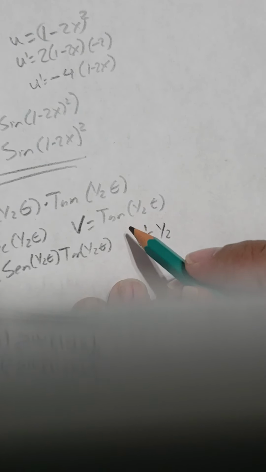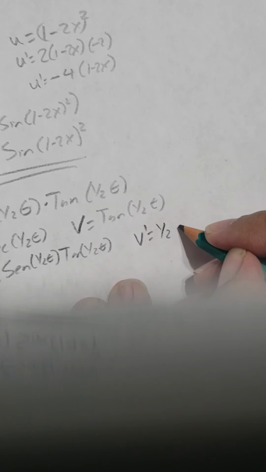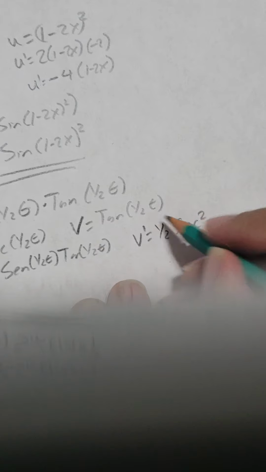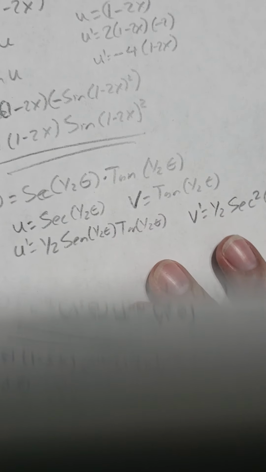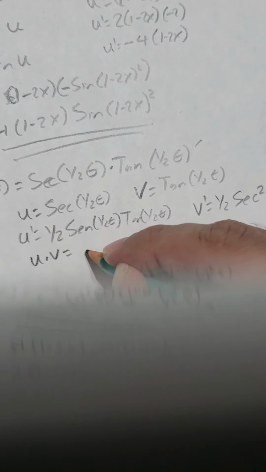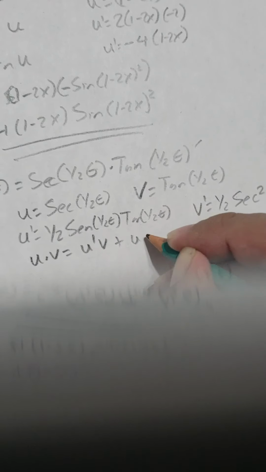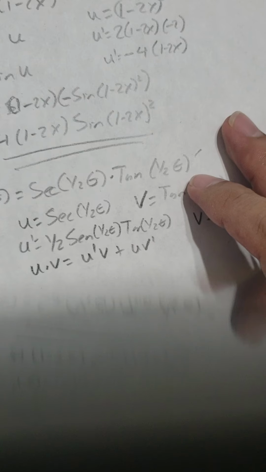Now, v prime will be the same idea. We multiply the substitution of the parentheses, which will be 1/2, multiplied by the derivative of tangent, that is secant to the second power of u, in this situation 1/2 of theta. Now, with all this information that we have, we are able to make the derivative. Remember, the product rule is this. We write u prime times v plus u times v prime. It doesn't matter the order, it's an addition.